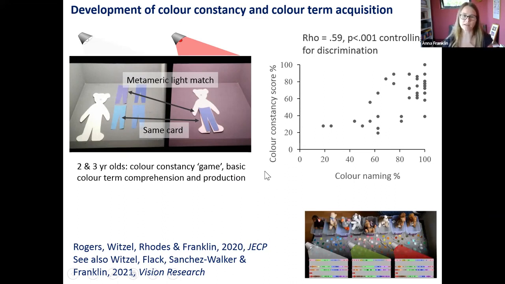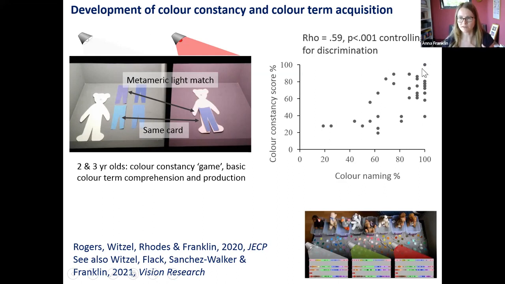And so we play this game with different targets and distractors for multiple trials to give them a colour constancy score. And we also measured their colour naming and comprehension to see how advanced they were in their colour term knowledge. What we find is that for 2- to 3-year-olds, there's actually a huge amount of variation in their colour constancy. So some children were pretty much perfect in colour constancy in this task, whereas others were very poor.